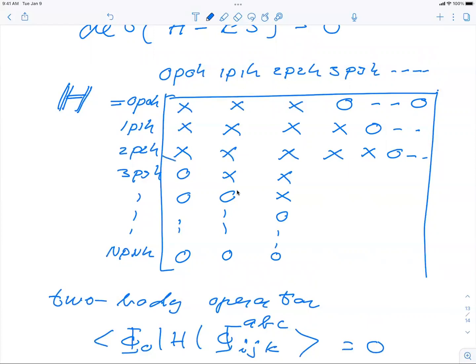So you see that there's a structure here. The matrix is band diagonal. And the larger the number of particles you have, the sparser the matrix. Because clearly if you have 100 particle hole excitations, then there will be tons of matrix elements here which are 0. So this is the basic structure of the matrix which we have.